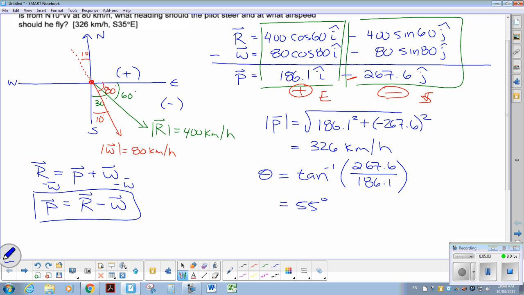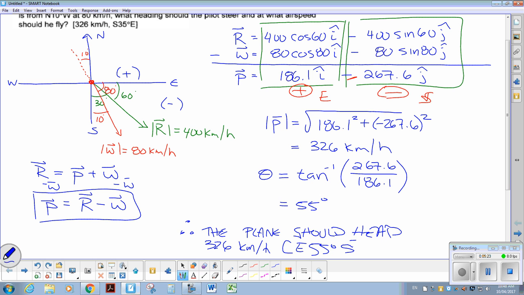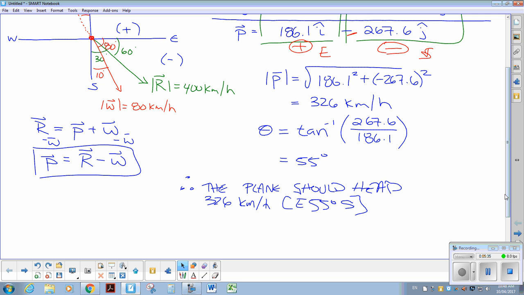That means that, therefore, the plane should head 326 kilometers an hour in the direction of east 55 degrees south. All right, and that is the same as south 35 degrees east. We're just reading off of different axes. All right, so just make that point right here.